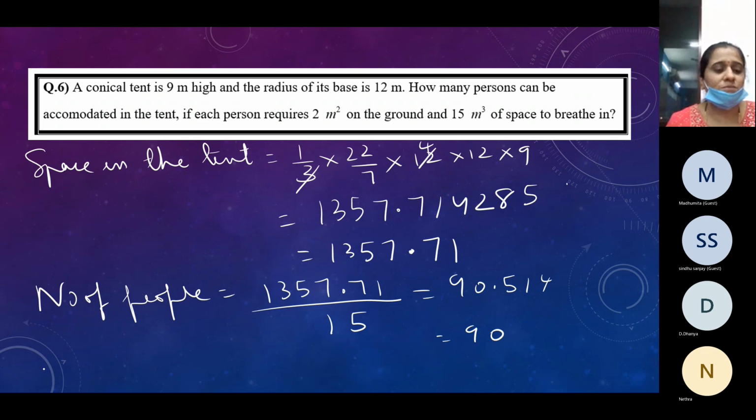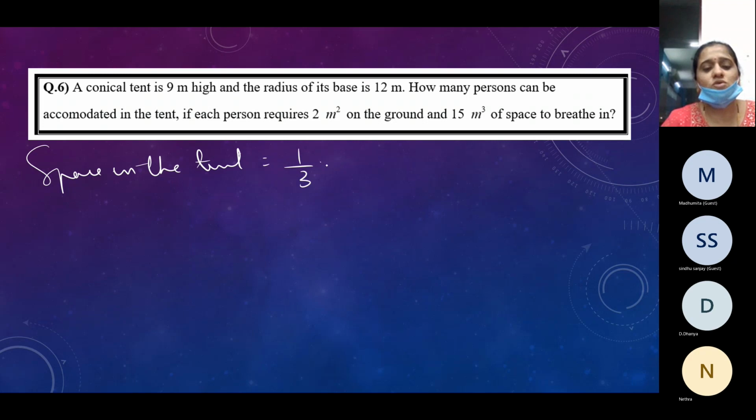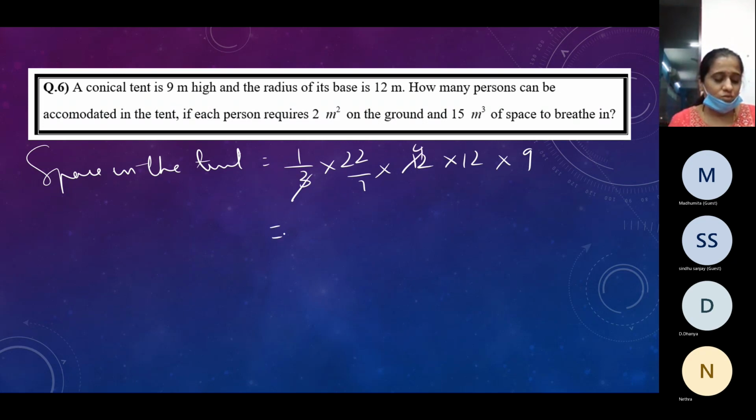At this 1 minute, let me work it again. That's better. Space in the tent is equal to 1 by 3 into 22 by 7 into 12 into 12 into 9. So 3 1s are 3, 3 4s are 12. That is equal to 22 into 48 into 9, 9504 by 7. You can have it like this itself. You don't have to find the decimal value and waste time.